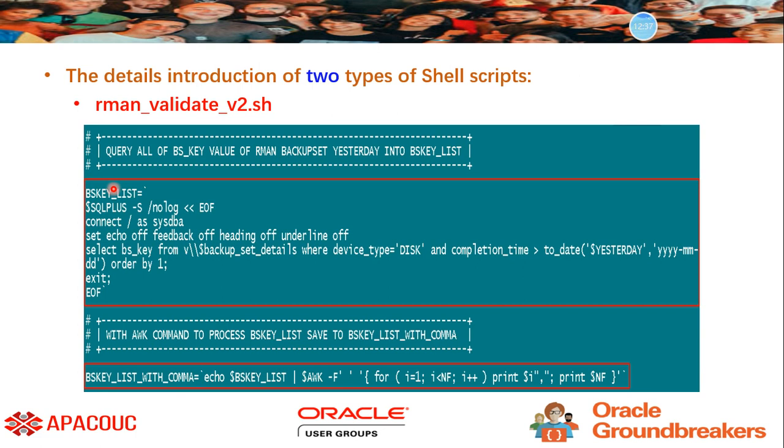You should be familiar with the SQL statement. I just acquire the value of column BSK in the Oracle dynamic performance view v$backup_set_details. You may also be wondering why I use another shell variable, BSK list with comma, to process the value of variable BSK list.